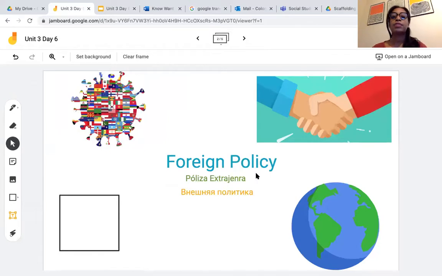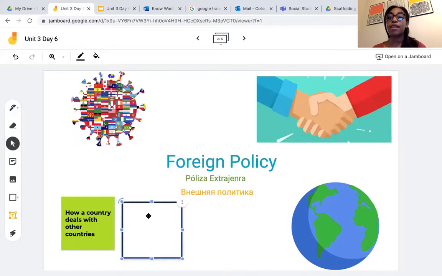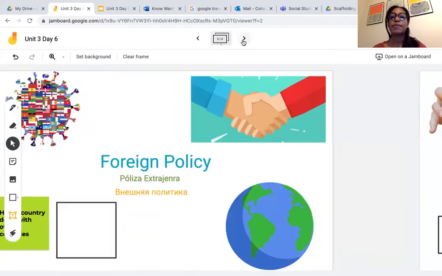Then the next term is foreign policy. Again, you can do the same activity with the students. Based on this, what does it mean? Well, we have the world, different countries, a handshake, maybe an agreement or something going on. Well, what does it mean? Right? How a country deals with other countries. So are they friendly? Are they enemies? You can kind of discuss that with your students.